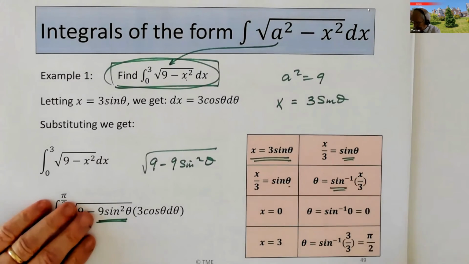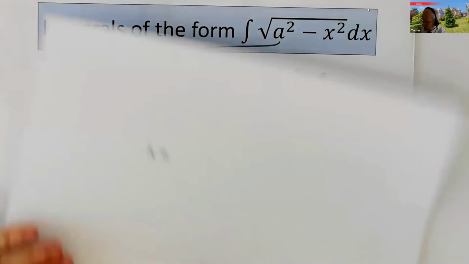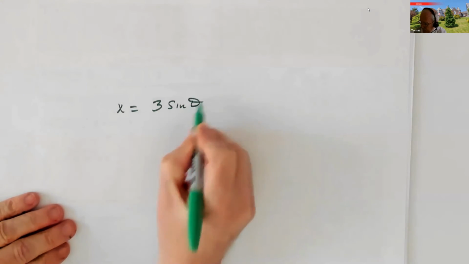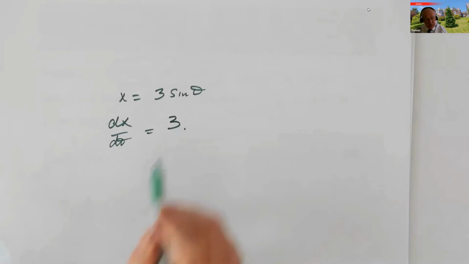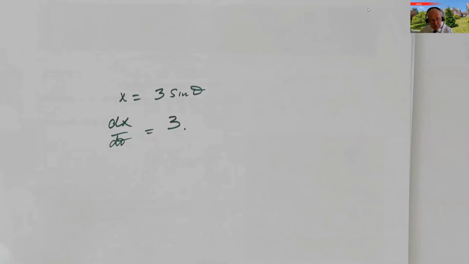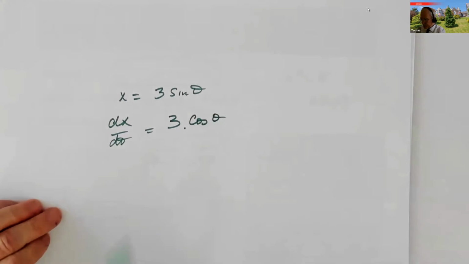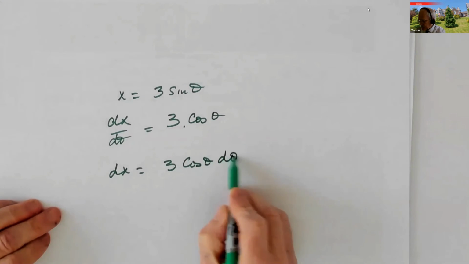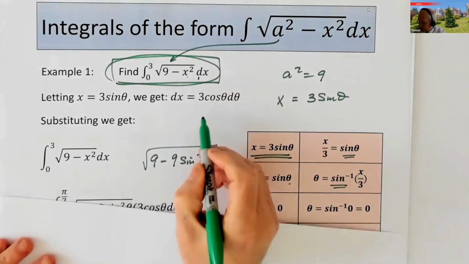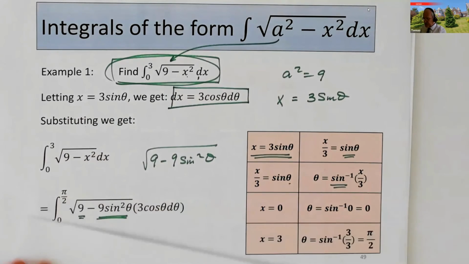But x is equal to 3 sine theta. What's dx d theta? Well, it's going to be 3 times something. We look at sine, and the derivative of sine is cos theta. So dx would be 3 times cos theta d theta. So that's what happens there. We would have done that in differentiation.